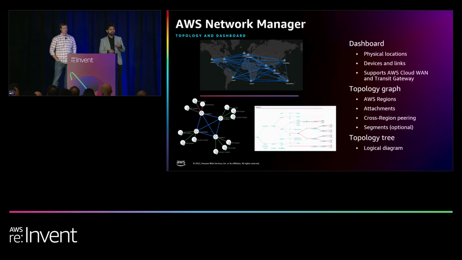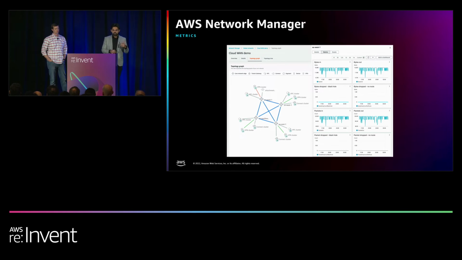So if you're not leveraging this feature and you're using Transit Gateway and Cloud WAN, it is a best practice to use the service, as it will help you not only monitor your network, but also help you troubleshoot with some of the capabilities that it delivers. And then it provides a topology graph and topology tree. Both of these can help you to quickly identify if there's an issue going on with any of your connections, any of your associations, and then you can go and troubleshoot that.